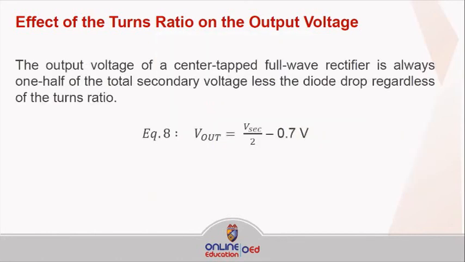Okay, these are the equations of the output voltage for a center tap full wave rectifier. The output voltage of a center tap full wave rectifier is always 1/2 of the total secondary voltage less the diode drop regardless of the turn ratio. Okay, ito na yung formula ng output voltage natin. That is V sec over 2 minus yung barrier potential na 0.70 volts. Okay, that is for the center tap full wave rectifier, or the output voltage of a center tap full wave rectifier.